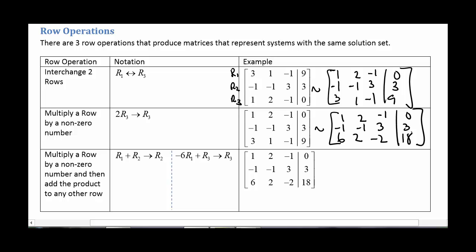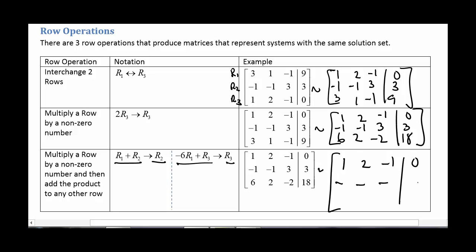Okay. The third row op involves multiplying and then adding something together. So in this case, I've got a rule, and again this says that's the rule that I'm going to follow, and that's where I'm going to place it. So I'm going to add row 1 to row 2 and then replace it into row 2. Here I'm going to multiply -6 times row 1 and add that to row 3 and then replace row 3 with that. So notice I don't have any rule that has changed row 1. So row 1 I am just going to copy over.